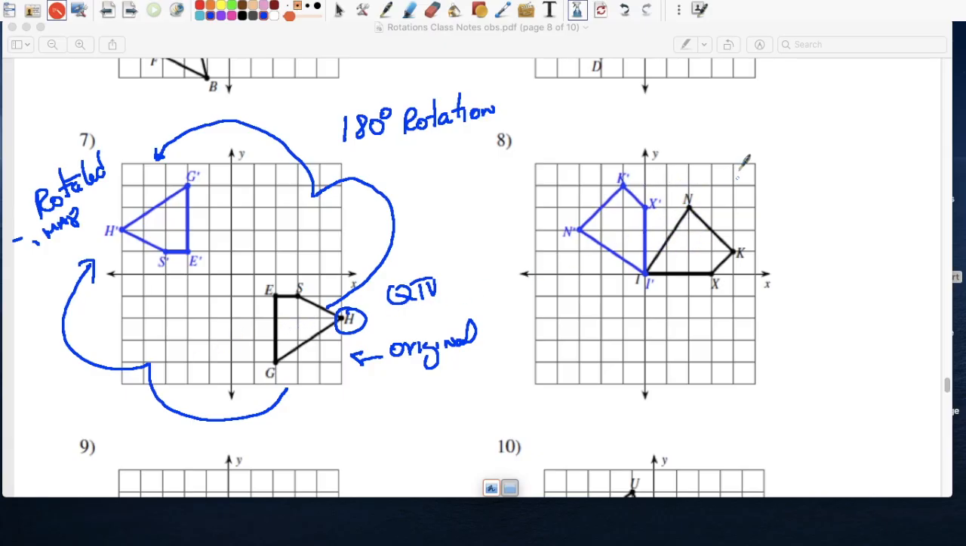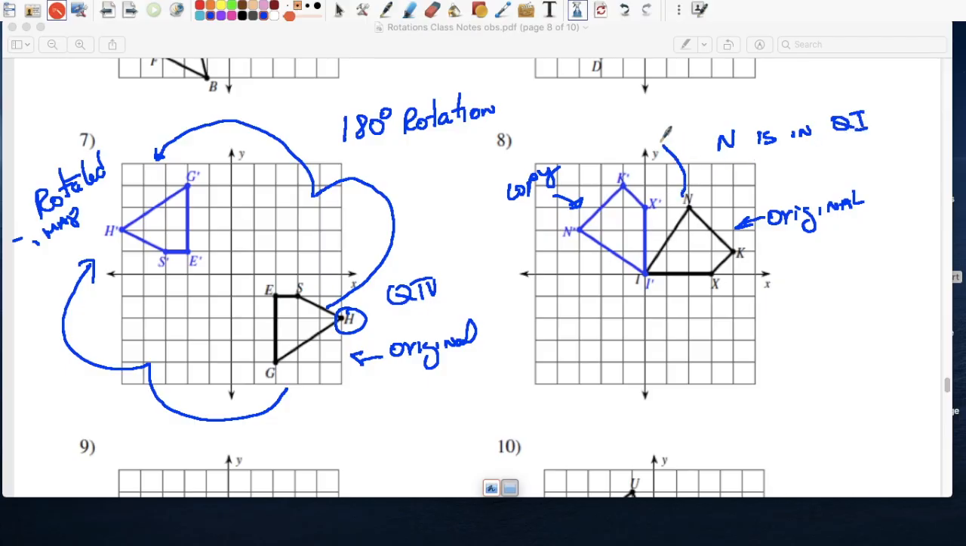Okay. Next one. Again, locate the original, and this is the original. So you can see that all the points are just N, X, K, and I. The other one is I prime, N prime, K prime, X prime. So we know this is the copy or the rotated image. So focus on one point. Let's focus on point N. Point N right here is in quadrant 1.